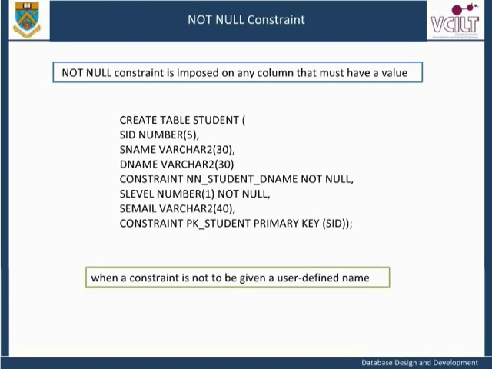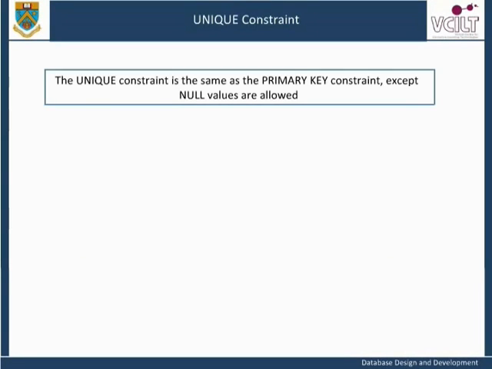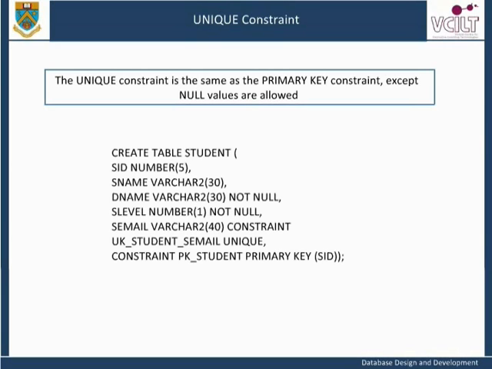Also notice that, when a constraint is not to be given a user-defined name, the keyword constraint is not used. The same applies to other constraint definitions. The unique constraint is the same as the primary key constraint, except null values are allowed. In the student table, for example, the semail attribute should have this constraint.